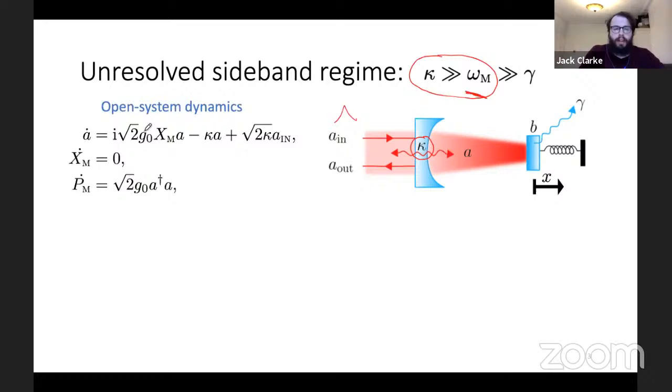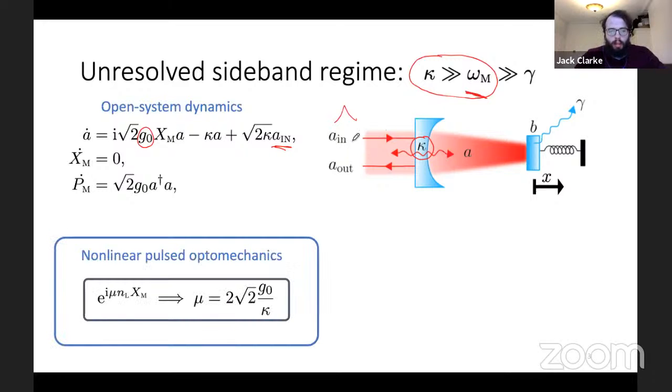So there's a couple things I haven't defined yet. This g_0 is the single photon phonon coupling rate. So that's describing the rate at which the photons in the cavity and the phonons in the mechanical oscillator interact. And then there's also this input field here, a_in, which is going to describe the input field of light. And so sparing you the gory details, we can go ahead and solve this system of equations over the duration of the pulsed interaction. And what we end up with is we're able to identify what μ is when comparing to the unitary from the previous page. And so this coupling strength goes as g_0 on κ.